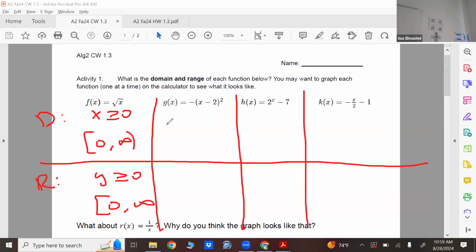Can I do whatever I want for x, or is there a restriction? What are the restrictions for g of x for us? Or can I put whatever I want? Technically you could. Yeah, I can put whatever I want for x. The range is restricted. We'll talk about that in a moment. But for x, I can do whatever I want. It's going to be all real numbers.